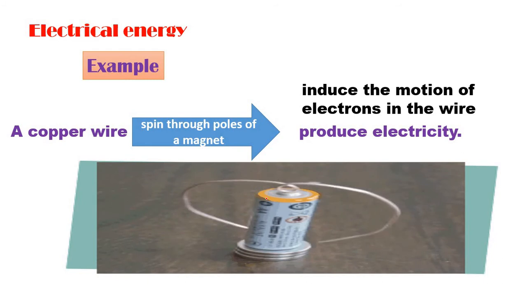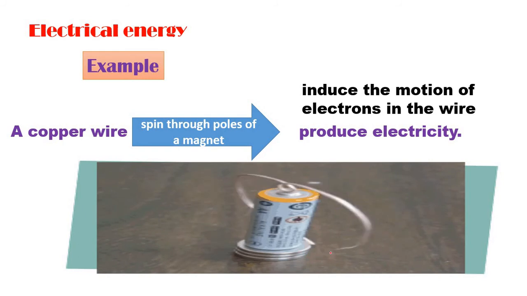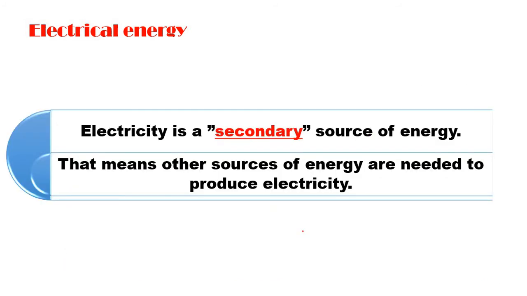The copper wire gets its motion due to induction of electrons in the wire. This produces electricity and causes the spinning of the copper. That electricity is a secondary source of energy. And what is meant by secondary source of energy? It means that other sources are needed to produce this kind of energy. So we need another source of energy to produce electrical energy. Like our example, we need kinetic energy to produce electrical energy.